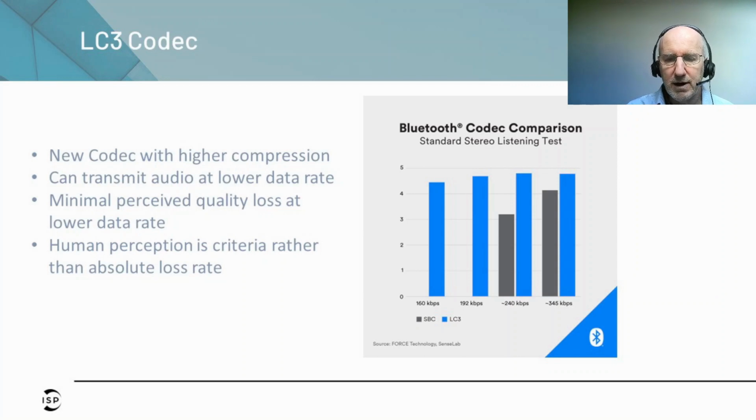So the graph on the right shows the drop in perceived audio quality with listener tests at different data rates, with the LC3 in blue and the older SBC codec in grey. And on this scale, 5 is indistinguishable. You can't tell the difference between the original and the coded and decoded audio. And what you see is the LC3 codec has quite a flat curve, even when you go down to relatively low data rates, there is very little loss in perceived audio quality.